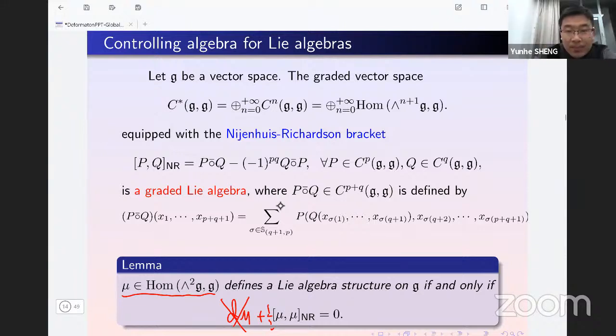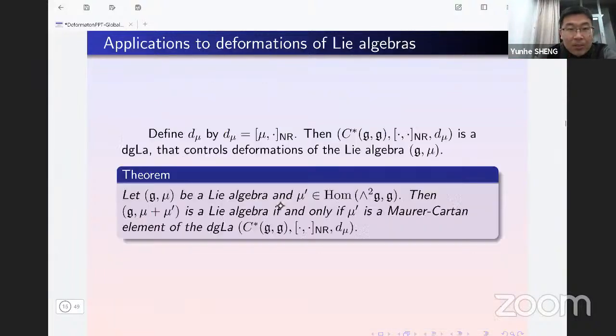Okay. So if you have some questions, you can ask in chat also, and my colleagues will answer the question. And now I want to show you that as soon as we have this controlling algebra, we can study deformations, cohomologies, and homotopy of the algebras. Okay, so we define d mu by this formula.